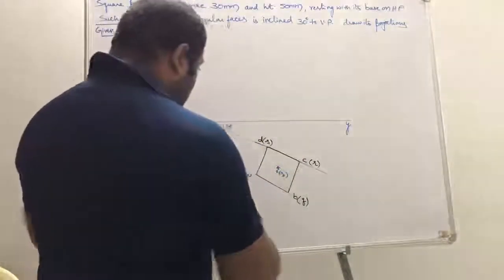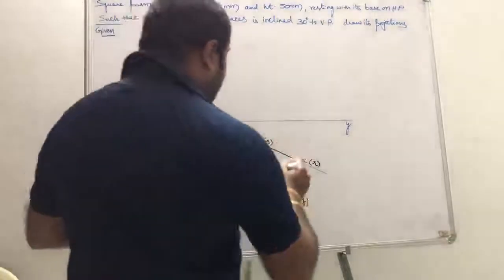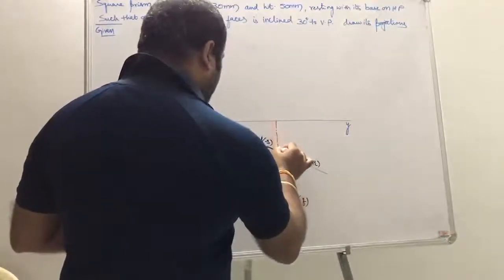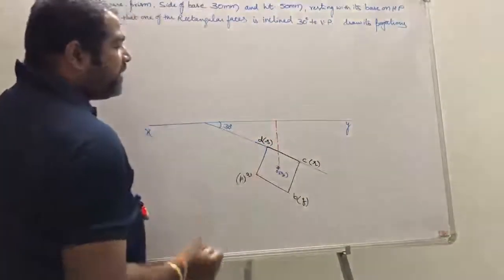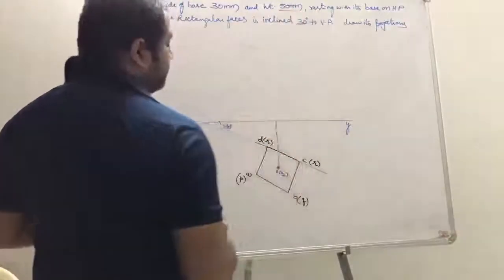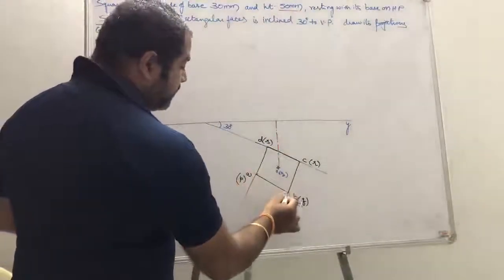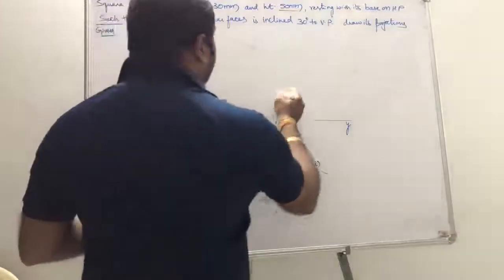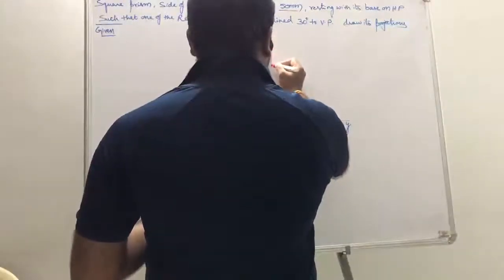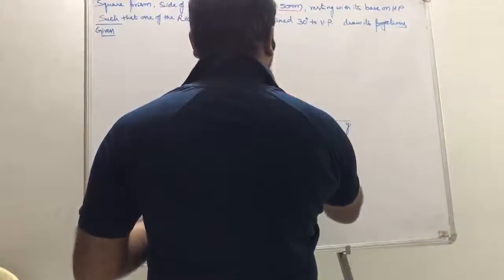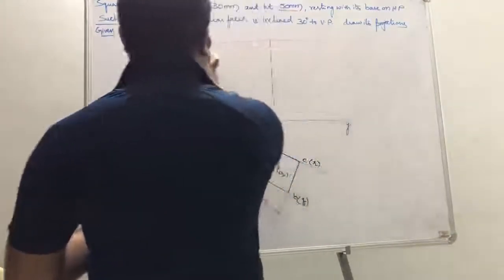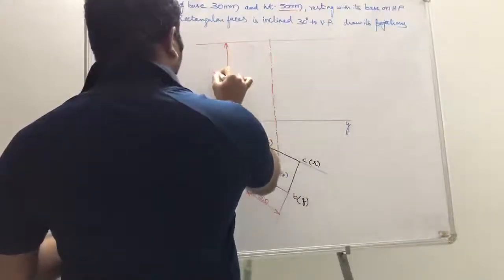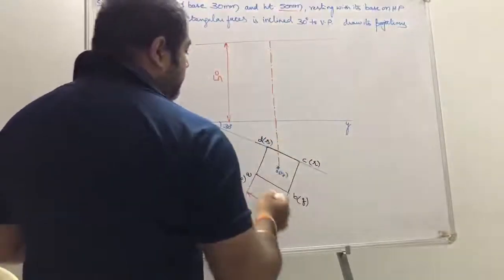Now I draw the axis from the center. The height of the axis is given as 50, and the side is given as 30. So the height of the axis is 50.